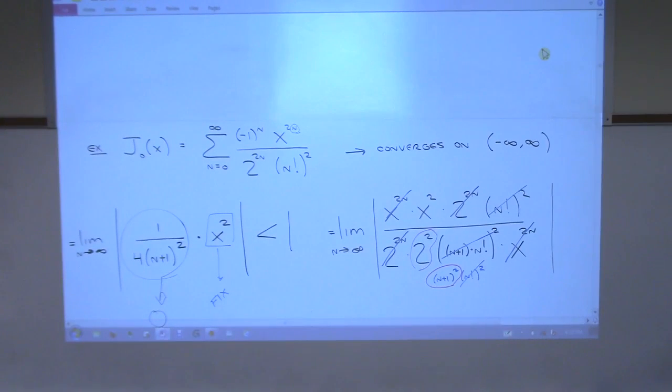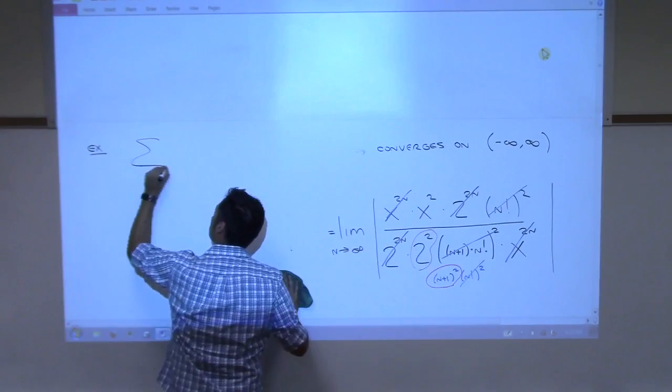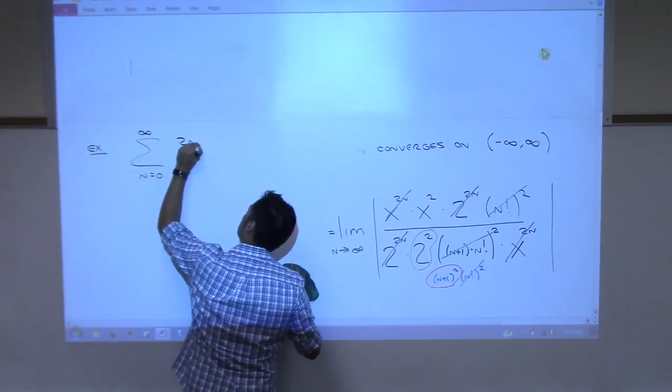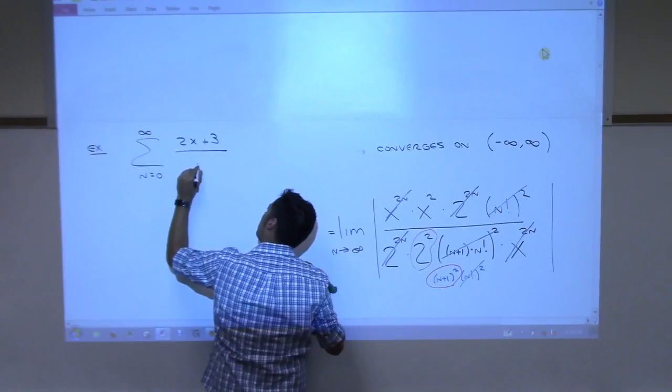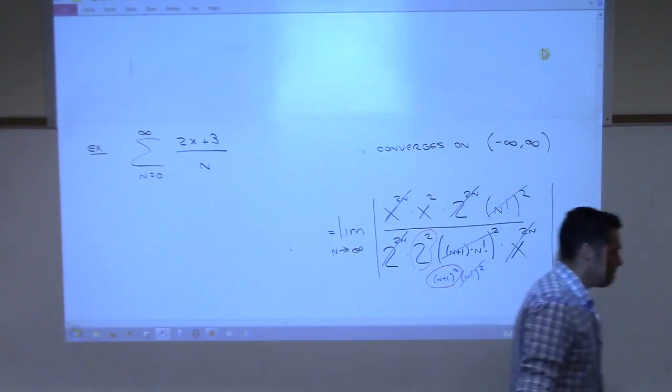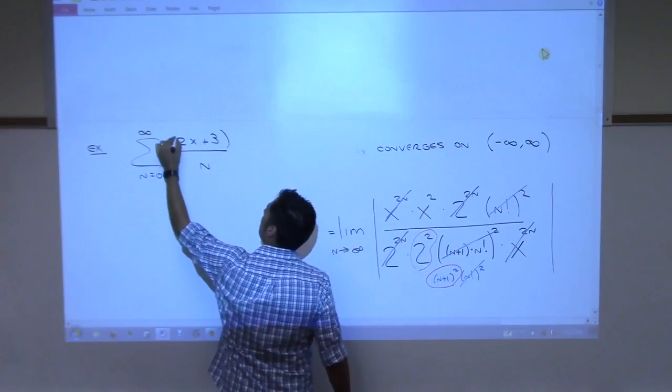Still have 2 minutes. There was one more that I was able to get to in my other class, which I think for you, I'll put it up here for you, and then you can mess with it yourself. Although I still have a minute. How about this one? Sum n equals 0 to infinity, 2x plus 3 over n. And I forgot to raise the 2x plus 3 to the n.